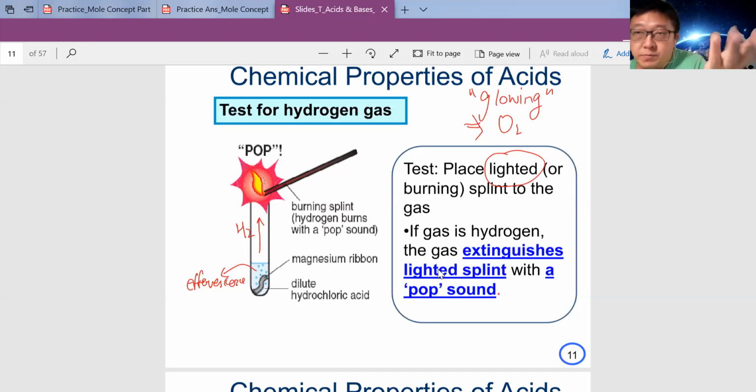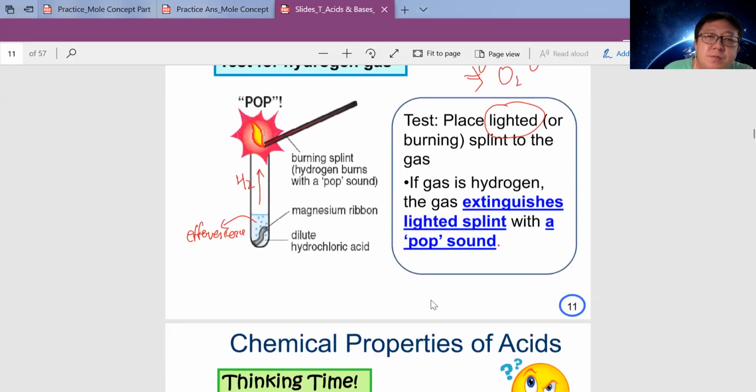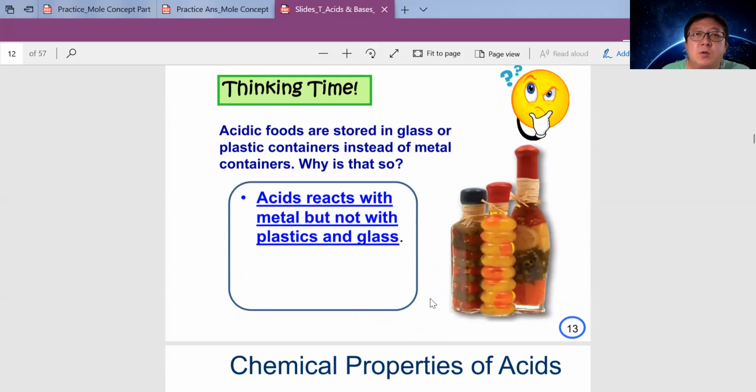Question? I hope all these things that I emphasize help a bit with your knowledge. Okay, chemical property. So that's why acids are stored in glass instead of metal. Okay, if you store in metal, your acid will react with metal. Then you drink your metallic acid. So that's why you realize that nobody in the world will put vinegar in a metal bottle.